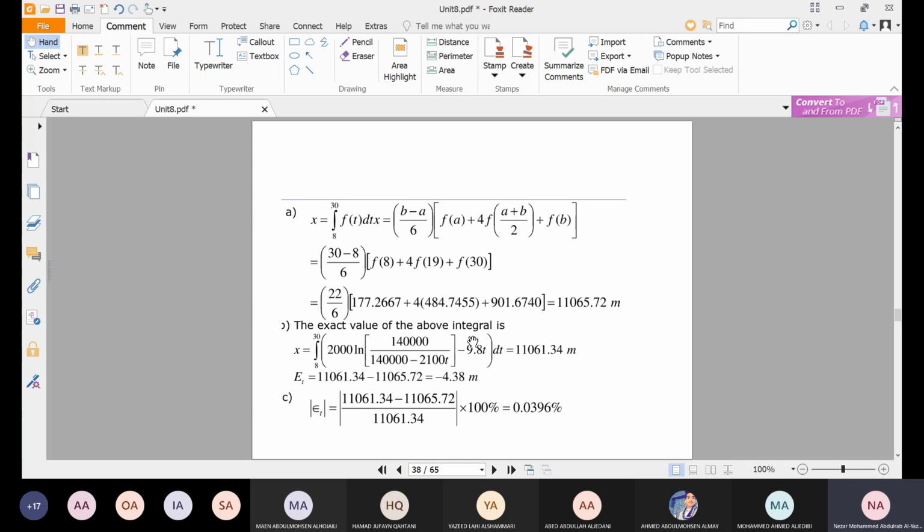If we have the true value, or the exact solution, we can compute the true error, and the error here is minus 4.38.